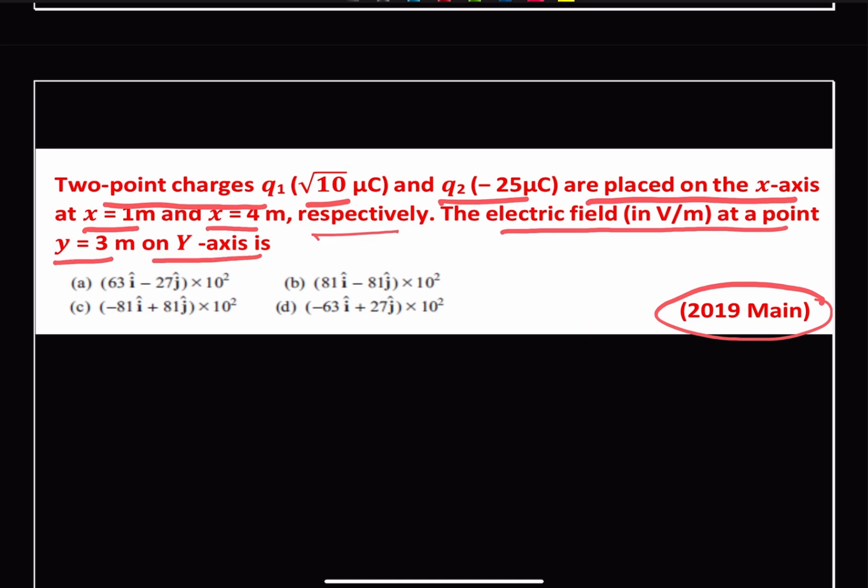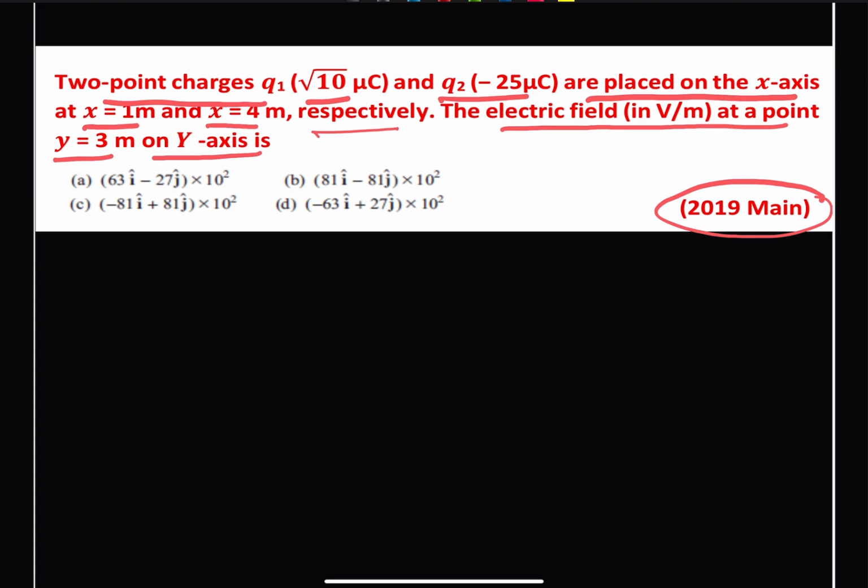So here we can just draw an approximate figure for that. This is the x-axis and y-axis. The point on the y-axis is given at 3 meter, so let us suppose this is our (0, 3), and here we have to plot two points. One is at x equal to 1, and the other point is at x equal to 4. The charge at point 1 is given as q1, and q2 is negative.